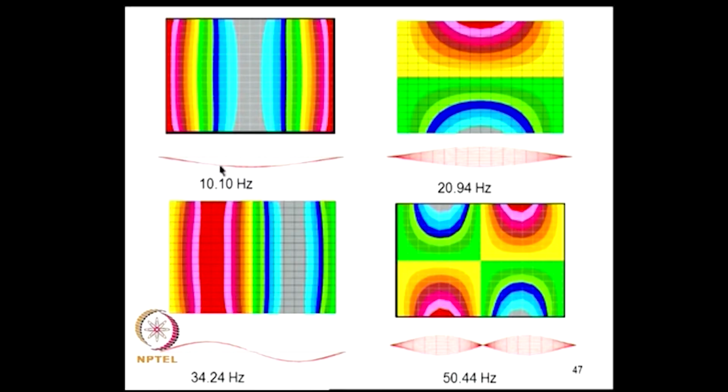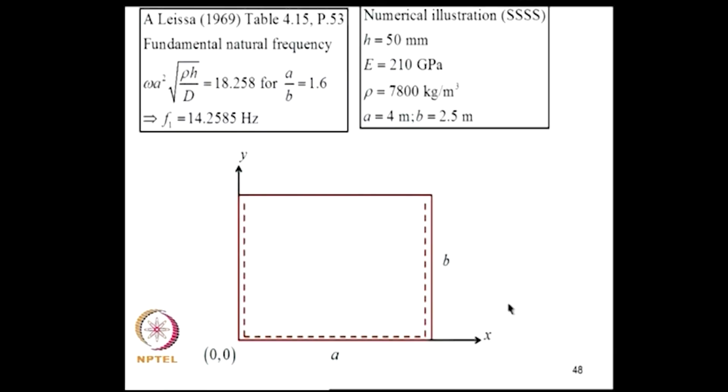I have shown the cross section of the mode shape here, and these are the nodal lines, and this is the zero, this is again the nodal line here, and there are 2 nodal lines as shown here. Now, there is one example considered by Leissa. He has considered a rectangular plate with two opposing edges simply supported, and of the other edges, one edge is simply supported and the other edge is free. So, for this case, according to the data given in this book, the first natural frequency is 14.2585 hertz.